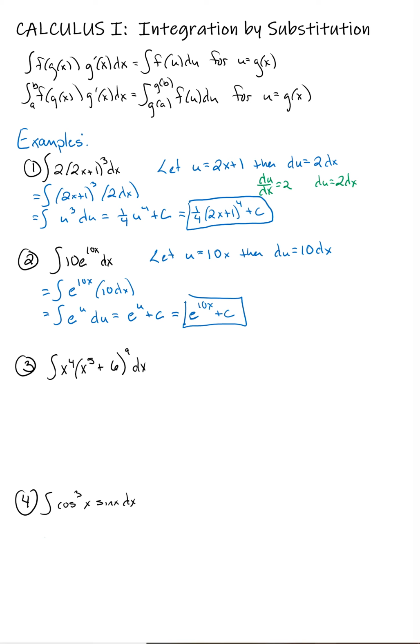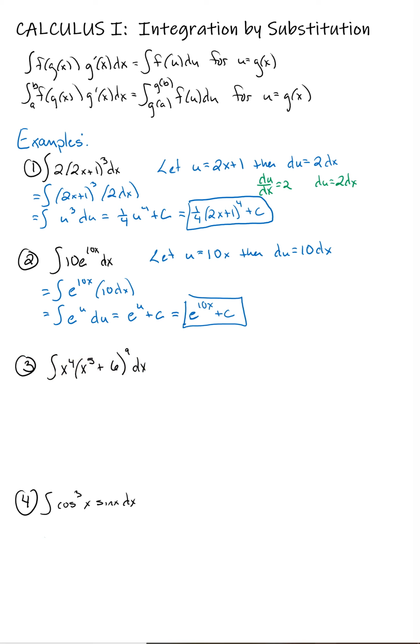All right, not so bad, I hope. Maybe you're starting to get the hang of this. Let's take a look at example 3. We will integrate x to the 4th times the quantity x to the 5th plus 6, that quantity raised to the 9th power, dx.